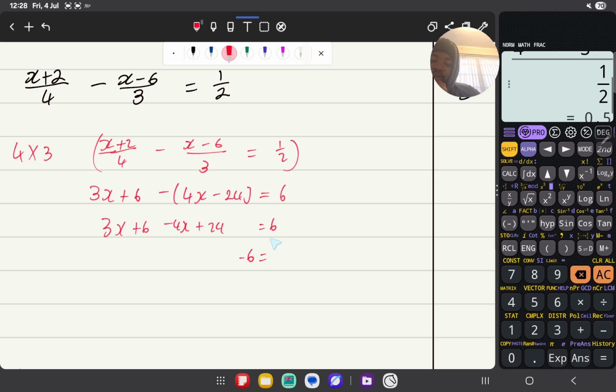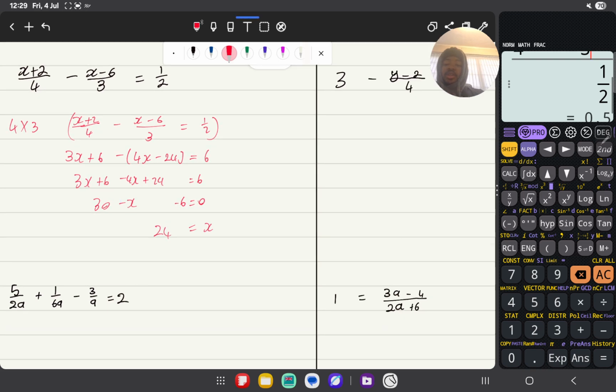Let's transpose minus 6, we have 0. This is 30 of course, and then this is minus x, then let me take x aside, it is 24, right? We still end up with the same answer.